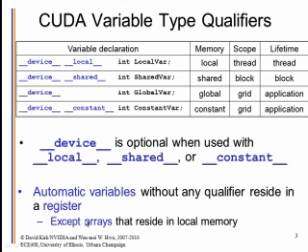So if you don't specify anything, a variable is actually sitting in the register for the thread. Okay, and if you specify an array, then the array is going to be stored in local memory. Okay, and local memory is also private to the thread. Okay, so local memory is private to the thread.